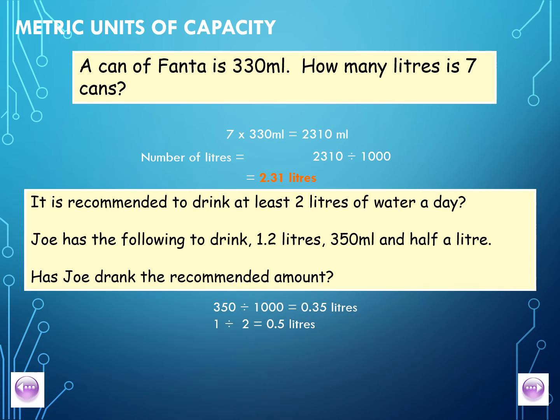So 350 divided by 1,000 is 0.35 liters, and to find out how much half a liter is, 1 divided by 2 is 0.5 liters. Then we just add all 3 measurements up. So what do we get? 1.2 liters, as we already have in the question, 0.35 liters, what we've just worked out, and 0.5 liters, as we've just converted.